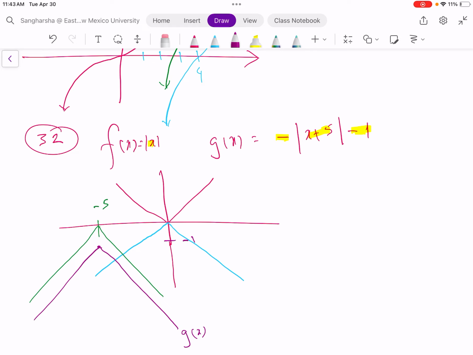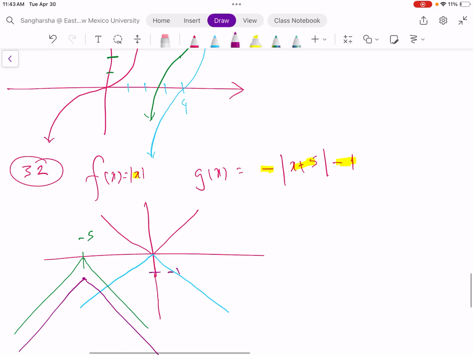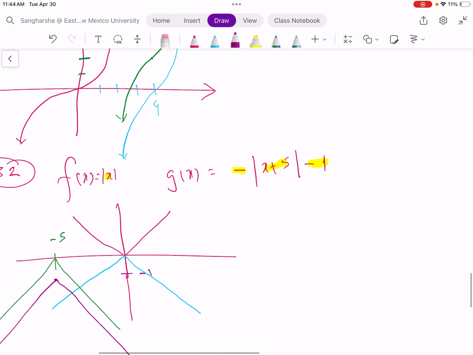Do you have a question up to 30? Yes. What would the equation look like if it was reflected across the y-axis instead? Okay, reflection across the y-axis, how do we get that? We replace x by -x.